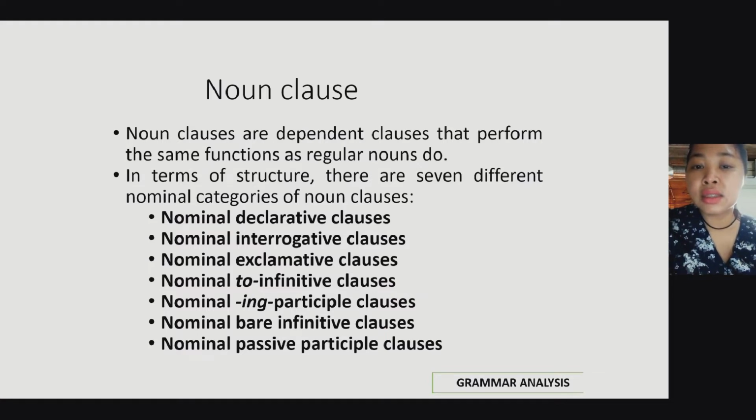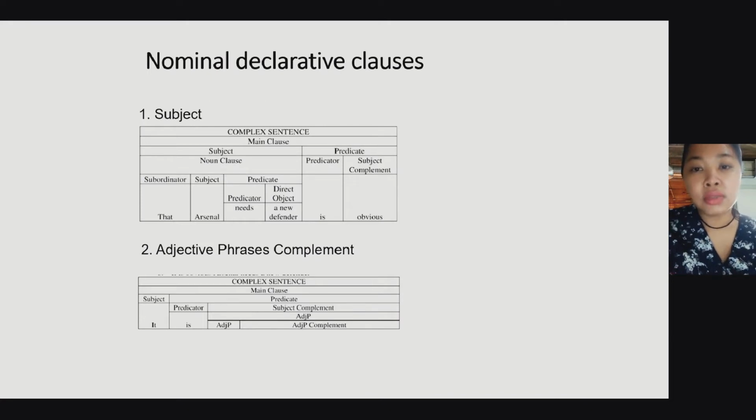The first one is nominal declarative clauses, nominal interrogative clauses is the second one. And the third one is nominal exclamative clauses, then nominal to-infinitive clauses, and the next is nominal -ing participle clauses. Next is nominal bare infinitive clauses, and the last one is nominal passive participle clauses. If we see here, nominal declarative clauses have subject.